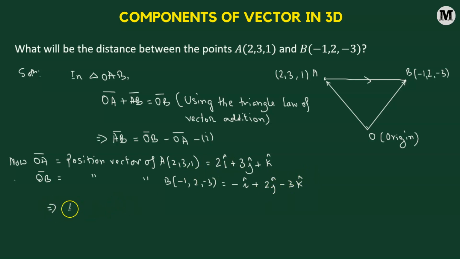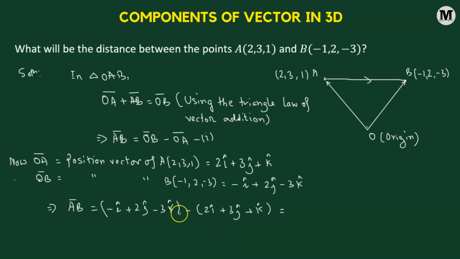So this implies that AB vector from 1 is going to be given by, let's take OB vector first. We have -i cap plus 2j cap minus 3k cap. And from this vector, we're going to subtract OA vector, or the position vector of point A, which is 2i cap plus 3j cap plus k cap.